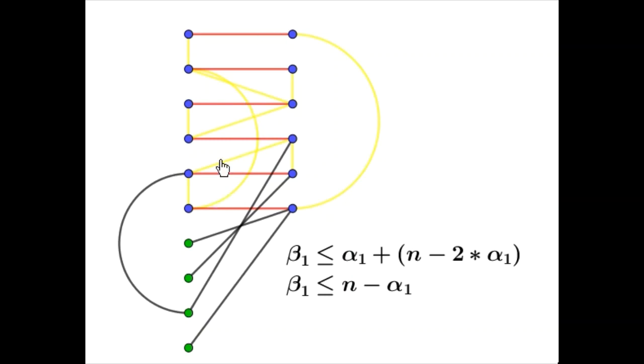So already we have selected these red edges, so alpha 1 is there, and now what we will do is select exactly one edge for each of the remaining green vertices, and in total we know n minus 2 into alpha 1 green vertices are remaining. So we will select exactly n minus 2 into alpha 1 edges, and finally we will get an edge cover using it.